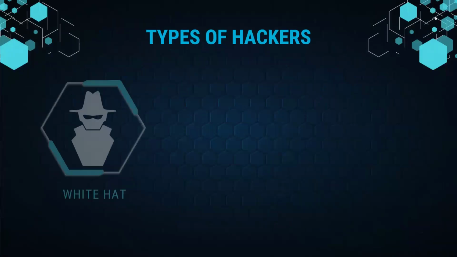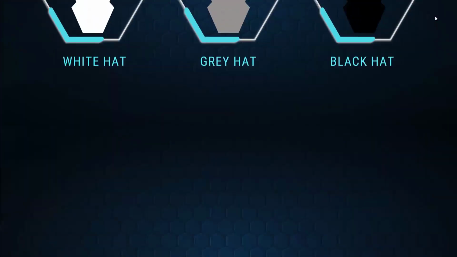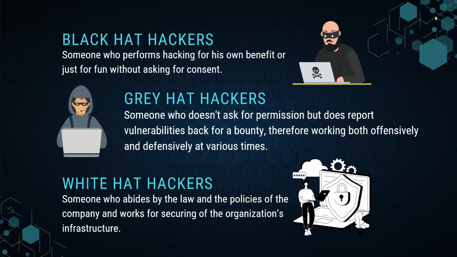Okay. So depending on these two definitions, we have the various categories of hackers. There's someone known as a white hat hacker, a gray hat hacker, and a black hat hacker. Your white hat hackers are the common cyber professionals, I would say, who are the people who abide by the laws and policies of the company, and they work for securing the company's infrastructure. On the other end of the spectrum, we have the criminals, the cyber criminals. These are black hat hackers who perform hacking for their own benefit. Okay, and they don't ask for consent before doing so.